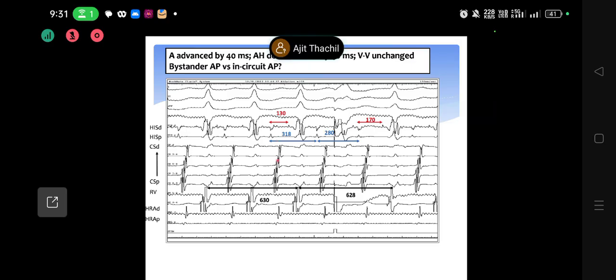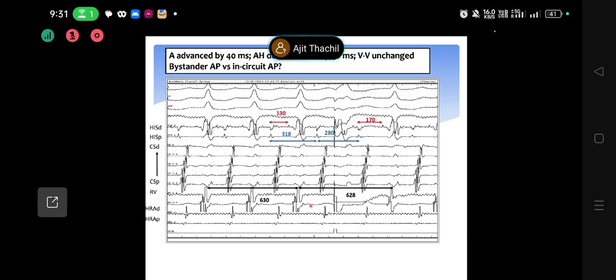So the PVC came, and this is the A to A measurement. So the A to A was 318, and the A to A after the PVC is 280. So definitely there is an accessory pathway. There is no doubt. There is a connection from the ventricle to the atrium somewhere in the base of the anterior ventricle, because when the His is refractory, the next A is early.